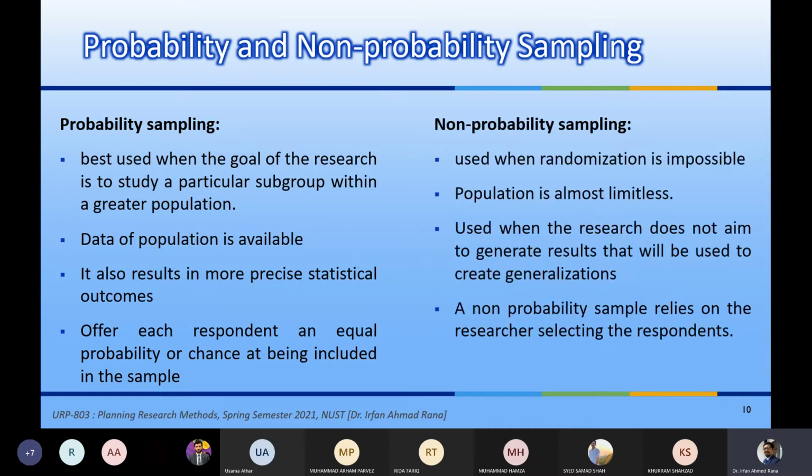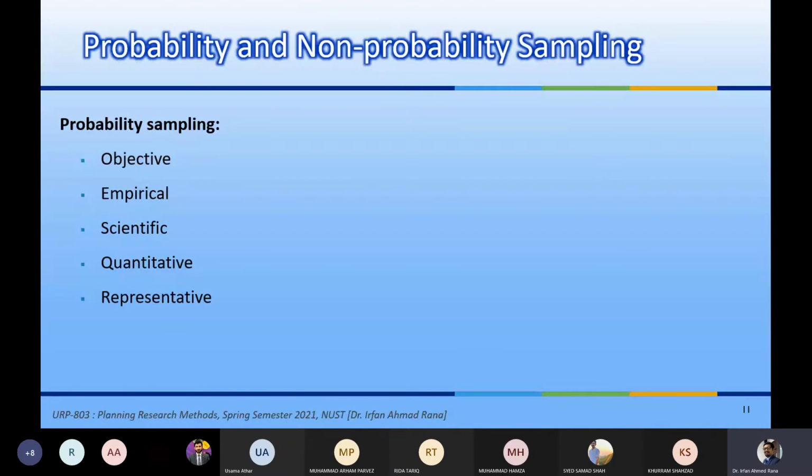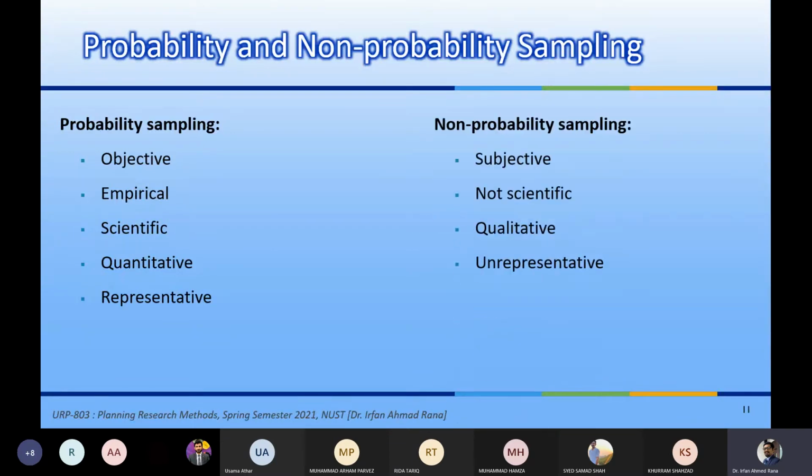Then there is non-probability sampling, where randomization is not important, the population is sometimes not known, and we are doing a kind of qualitative research that is not aimed at generalization. In non-probability sampling, researchers select respondents by themselves, whereas in probability sampling there is a systematic method. We'll go into each in more detail. Simply put, probability is objective, empirical, scientific, quantitative, and representative, whereas non-probability is subjective, not considered as scientific, but still acceptable depending on the type of research study. It is qualitative and not representative of the whole population.